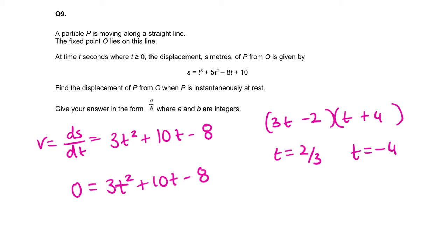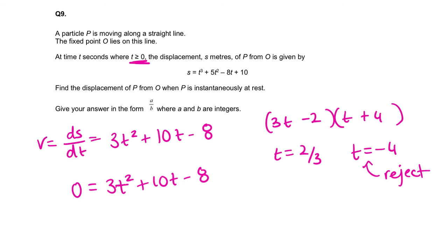Well, first of all, there's a few things. We're going to reject negative 4 for a few reasons. Number 1, it tells us in the question. But number 2, we also can't have a negative time. Time is positive. We can't go back in time. So our t equals 2 over 3.